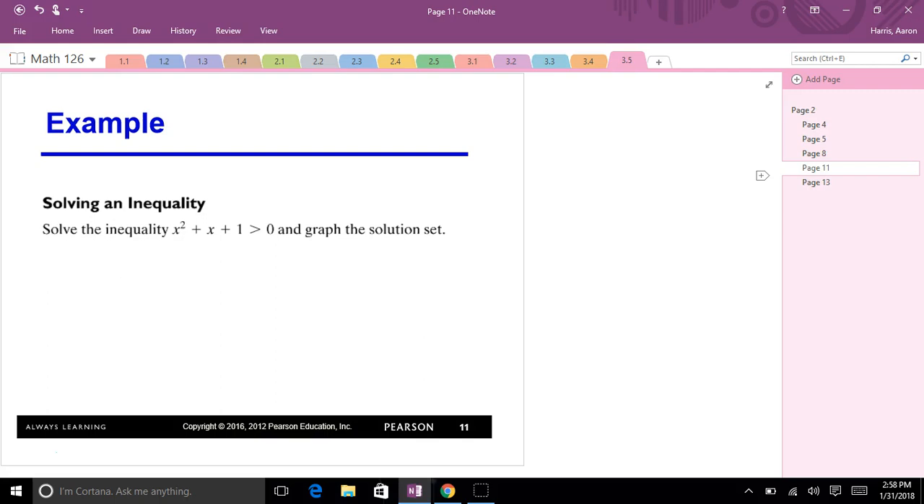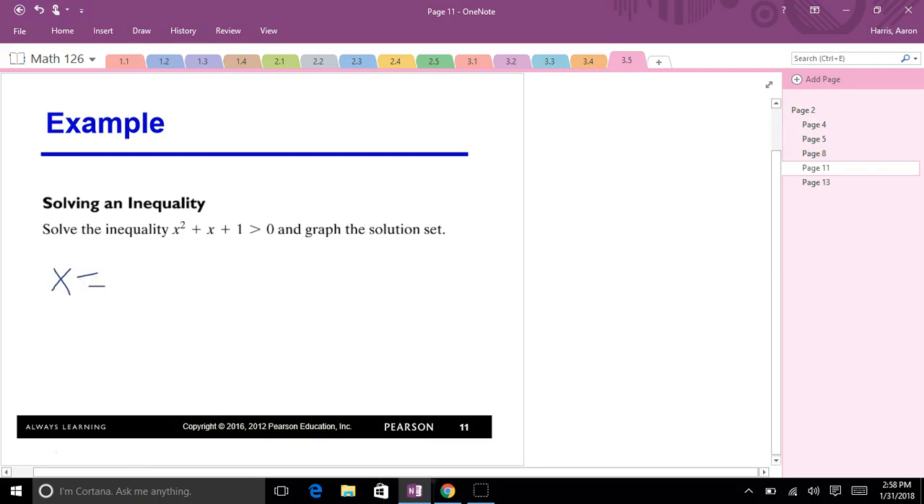Here's another one: x squared plus x plus 1. Where is this thing greater than 0? And then graph the solution set. You notice you've already got the 0 on one side. So you try and factor this thing to find your critical points. It does not factor, unfortunately, so you're stuck putting it into the quadratic formula.